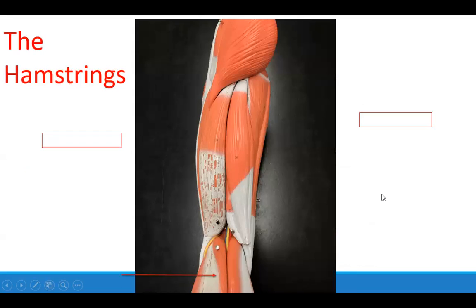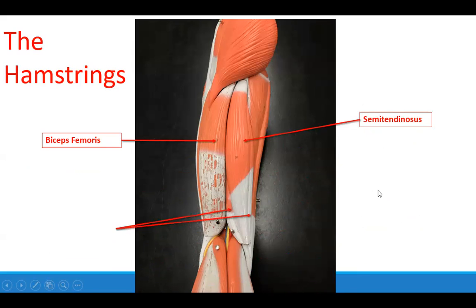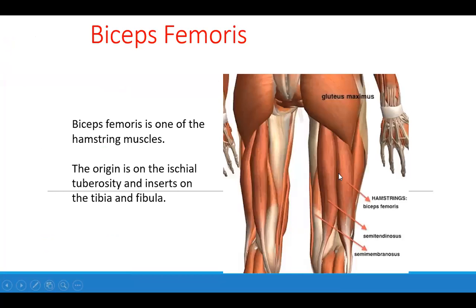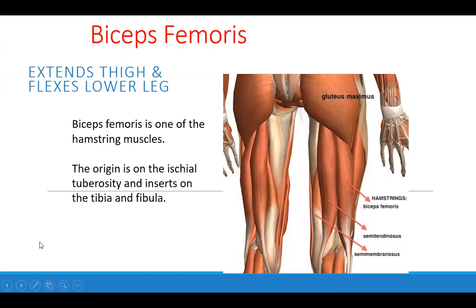Here they are in the model. There is the biceps femoris on the lateral side. There is the semitendinosus on top and the semimembranosus underneath. It's very hard to see underneath the semitendinosus, but it's there. And these are on the medial side. Semimembranosus. Okay. Now, what does the biceps femoris do for us? It's one of the hamstrings. It's on the lateral side of the leg. And what it does is extend the thigh and flex the lower leg.